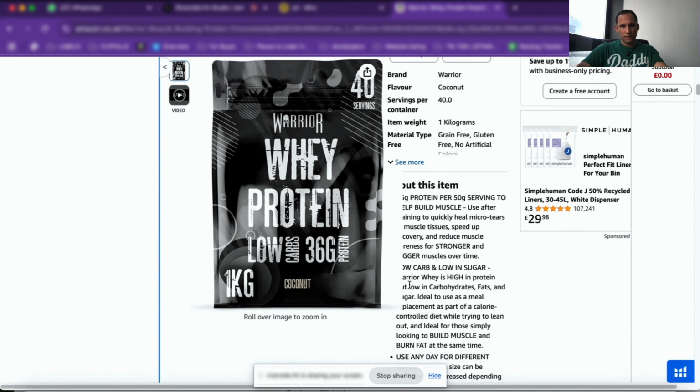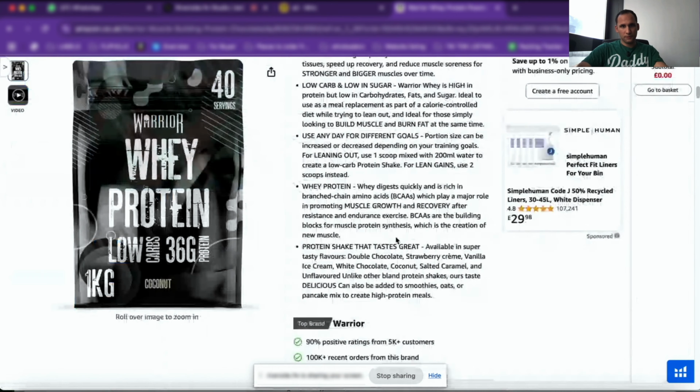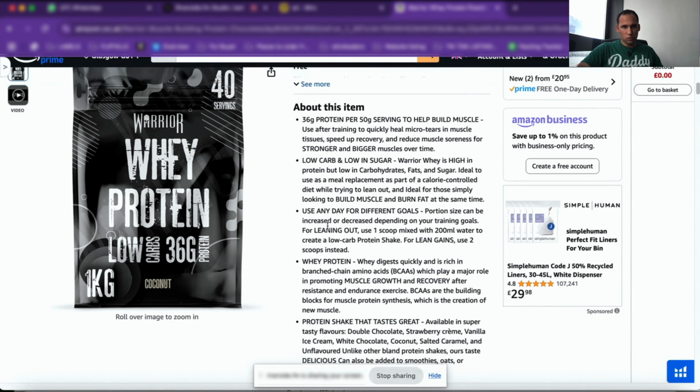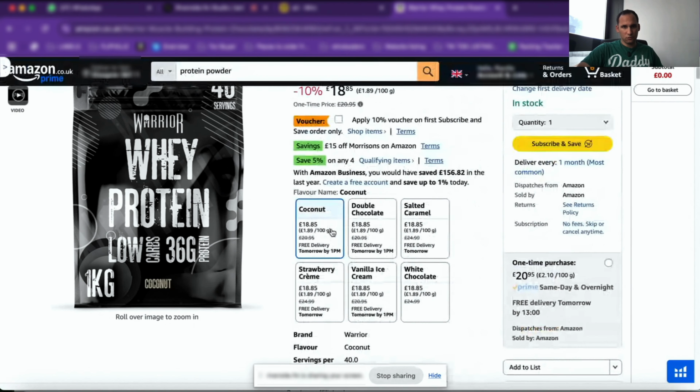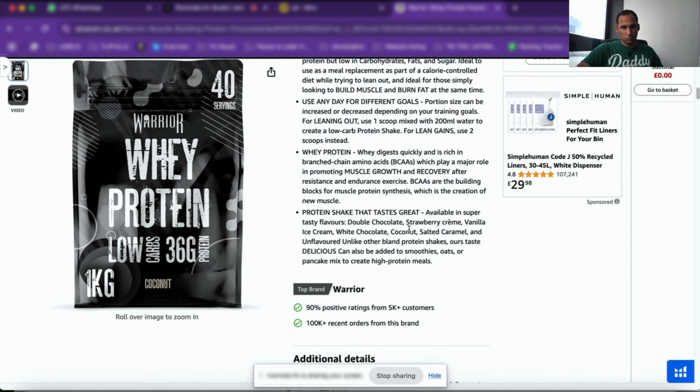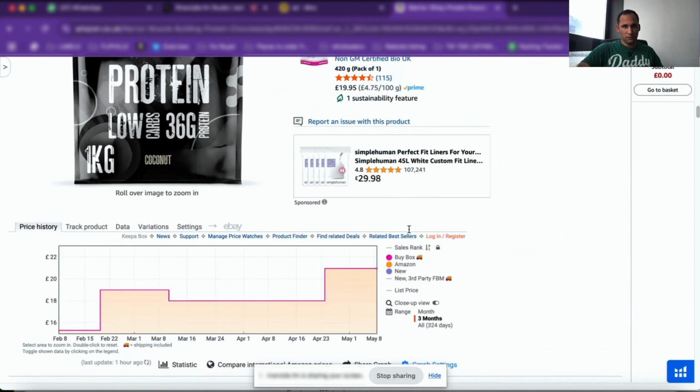Okay. Also, now let's go to the bullet points. 36 grams per protein, help build muscle. Okay. 1, 2, 3, 4, 5. That is good. They have at least 5 bullet points. Okay, pretty well organized, honestly.